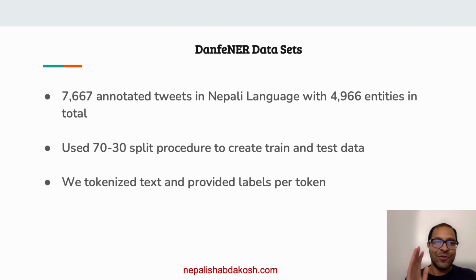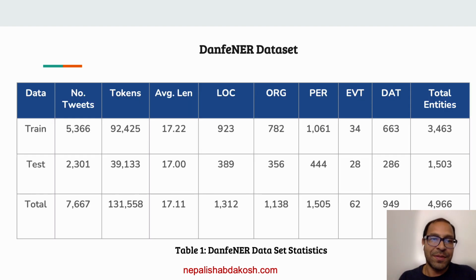And we also tokenized those annotated records so that both character-based and token-based NER models can be trained. Here is the summary of the data sets. As I mentioned, there are 7,667 total tweets that we have annotated, and then 5,000 or so are in the train, and 2,000 or so are in the test. You can see the average tweet length is 17 tokens. And there are the numbers you can see on the right hand side: location, organization, person, event, and date. So each of those entity counts in the train and test set.